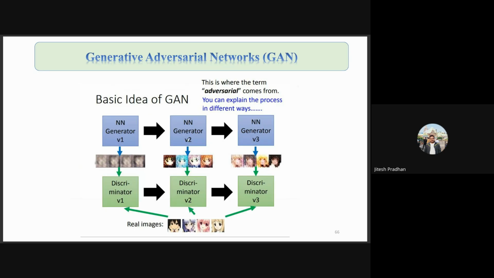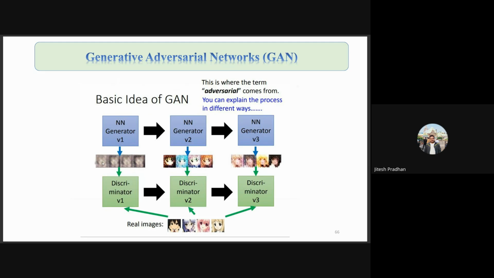Okay, now let's take another example. These are the real images. Now it's a generator version, it's a discriminator version. So real images will be fed to the discriminator version. Now there are 3 versions. 3 versions means we are talking about 3 iterations of training. Now look here. In the first iteration, what happens? It will take random noise as an input and it will generate this image.